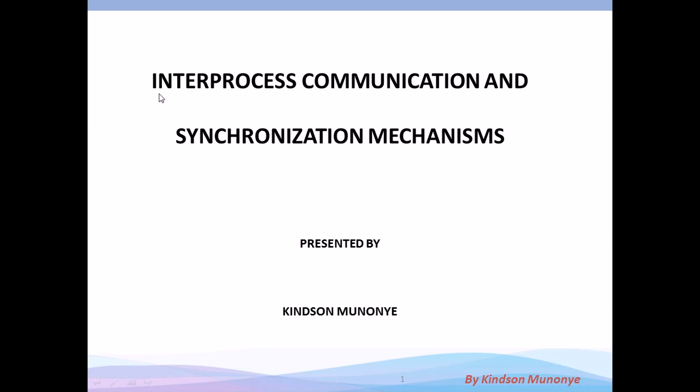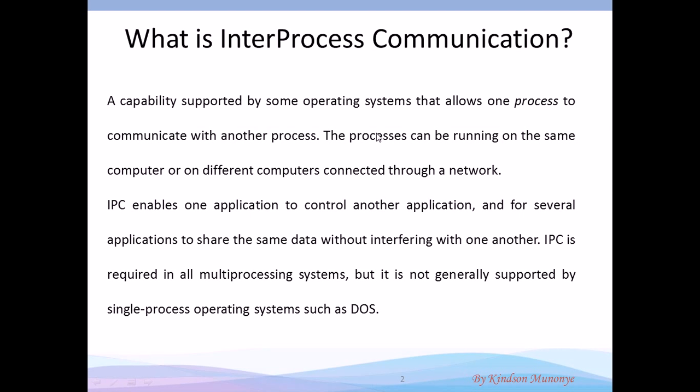Interprocess communication, IPC for short. What does it mean? It is a capability supported by operating systems that generally allows processes to communicate with each other. When I discuss the operating system process model, I say the operating system is made up of a number of processes, and these processes work with the computer system's resources that are available, and sometimes they have to communicate because they have to share data with each other.